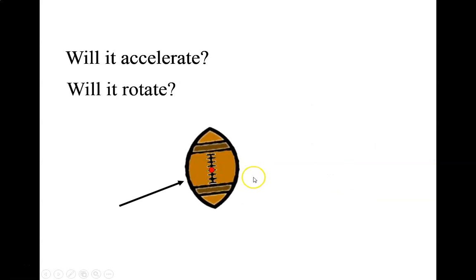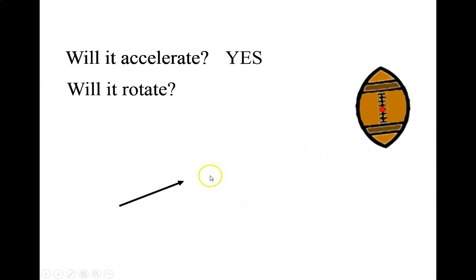Okay. What about now? Will it accelerate? Yes, because there's still just one force. Will it rotate? No, because the force points directly through the axis of rotation. No torque. It will go off like that.